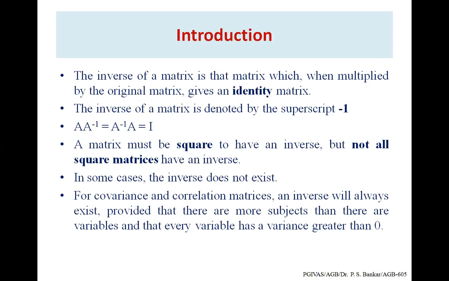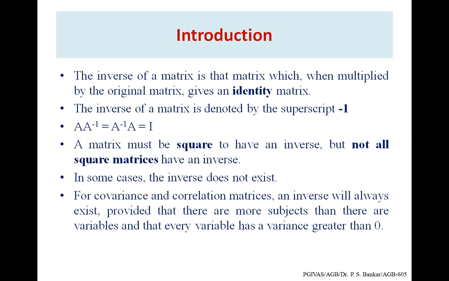So this is the concept of inverse of matrix, and the prerequisite for determining the inverse of matrix is that the matrix must be square to have an inverse. Means, for example, 2 by 2 or 3 by 3. So this will be the situation only when we'll have an inverse of matrix. But here again, the inverse of matrix will not be possible for all square matrices.